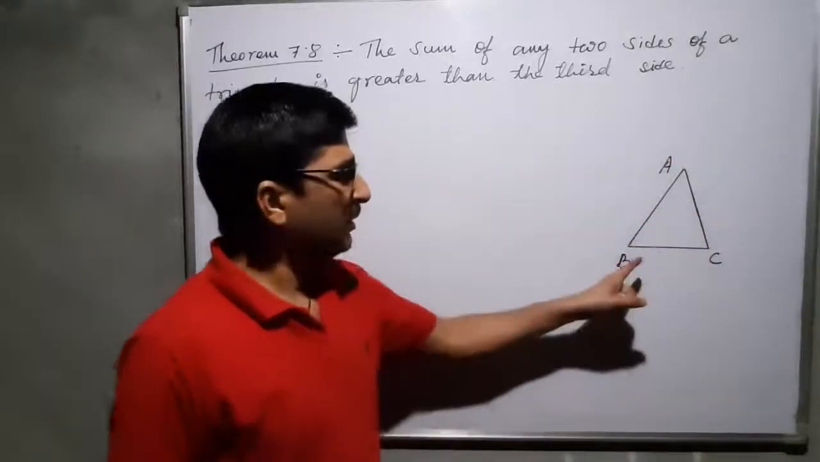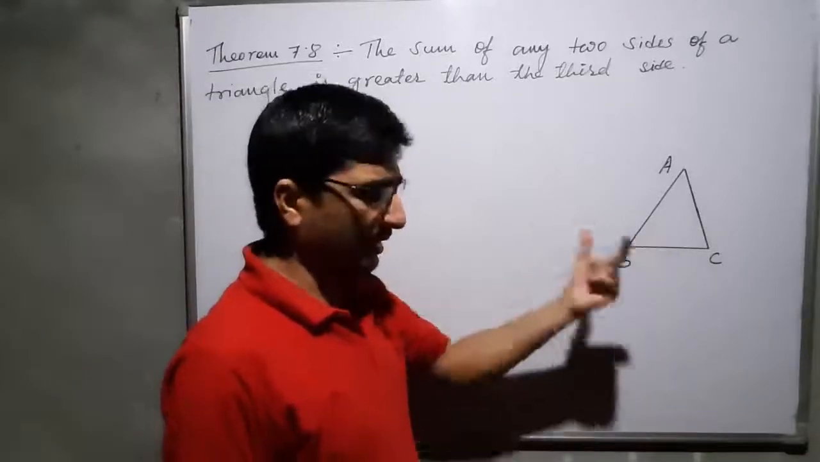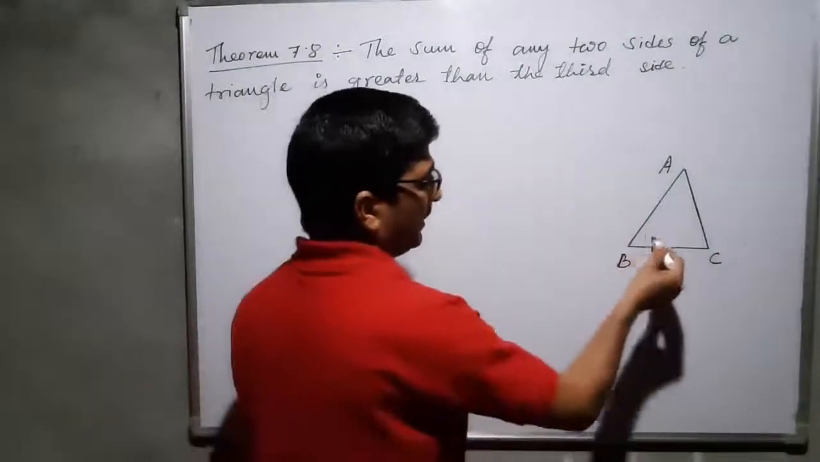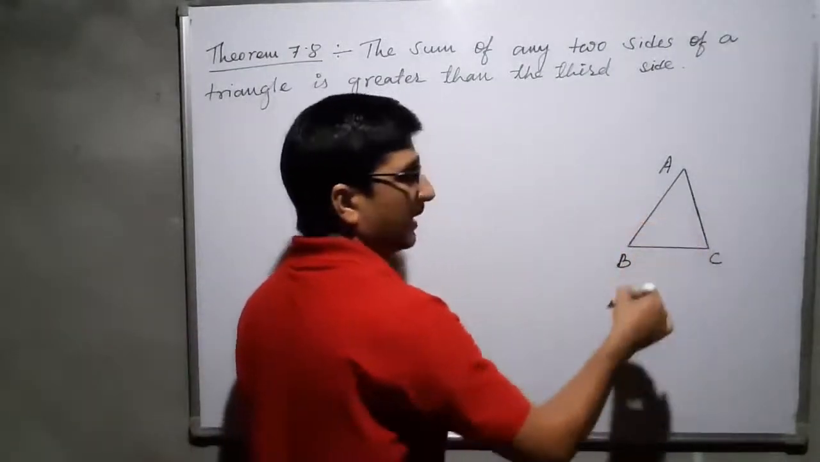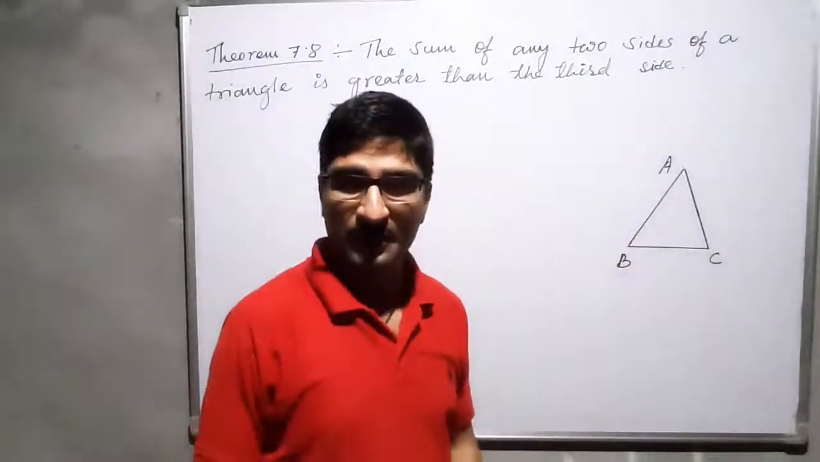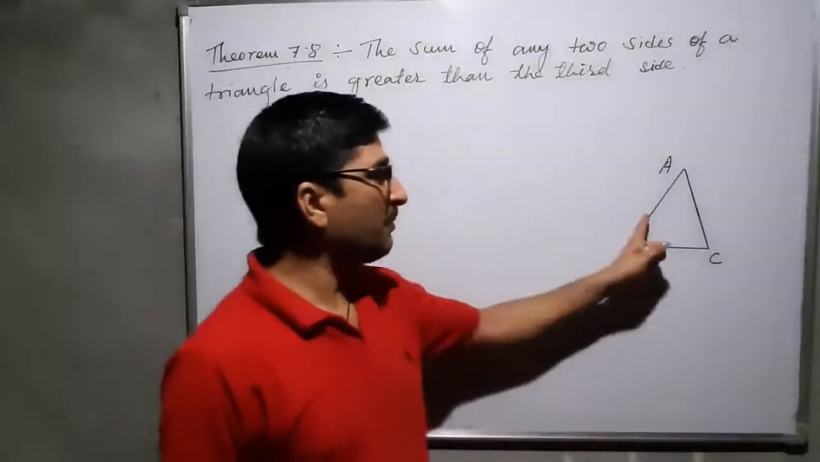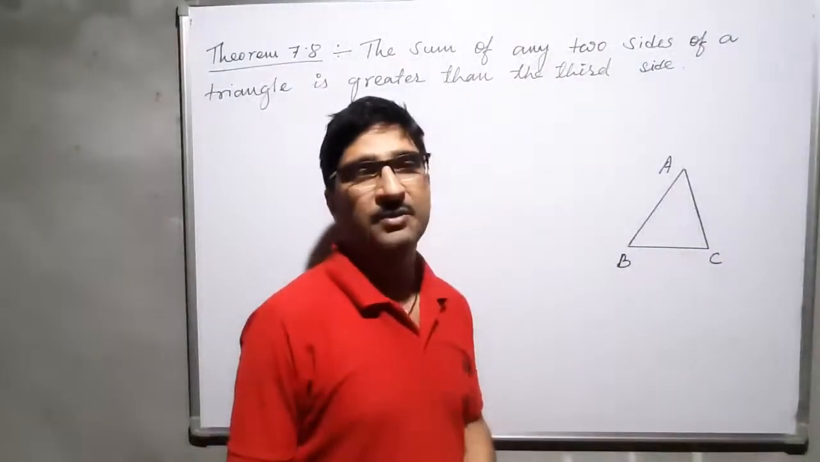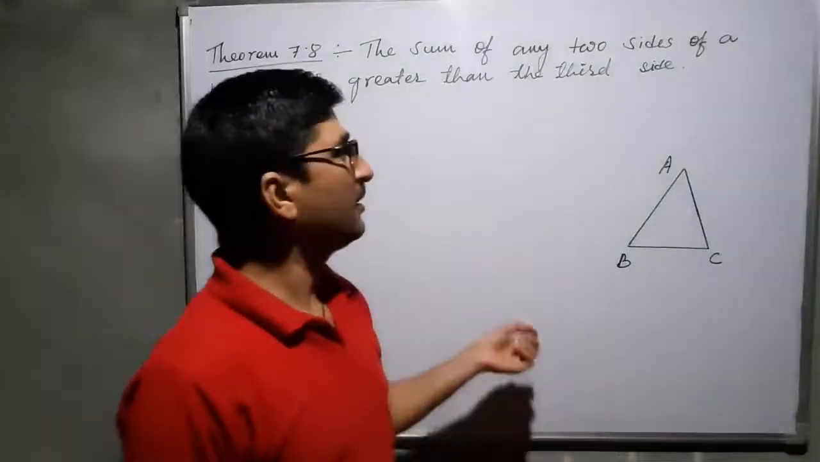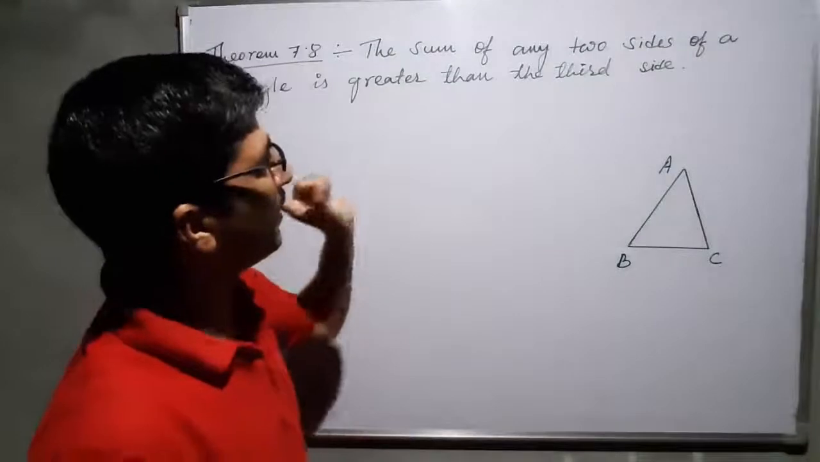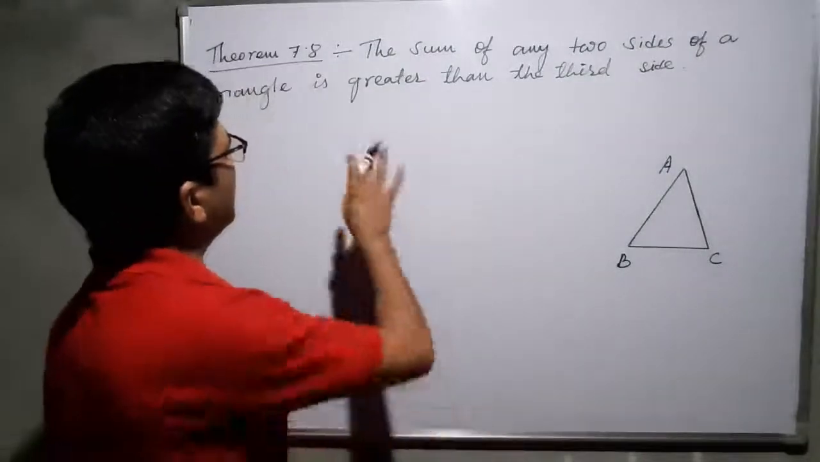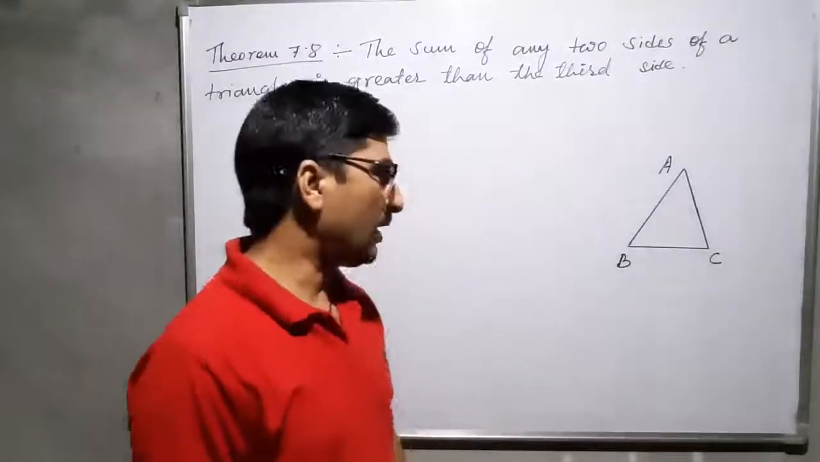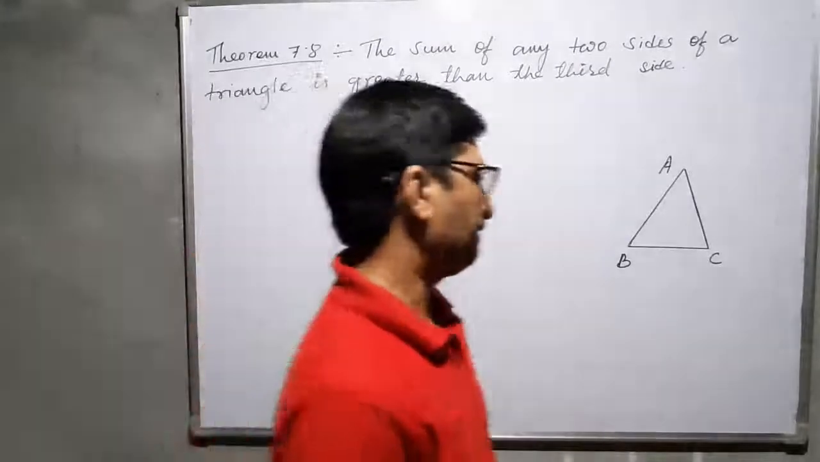You might have noticed that in class 6-7 in construction of triangles. If the sum of the two sides is less than the third side, then the triangle cannot be constructed. You know about that. So the property which you have learned in other classes is given here as a theorem, and then we will have to prove this theorem. Now how can we prove this theorem? Let's see.